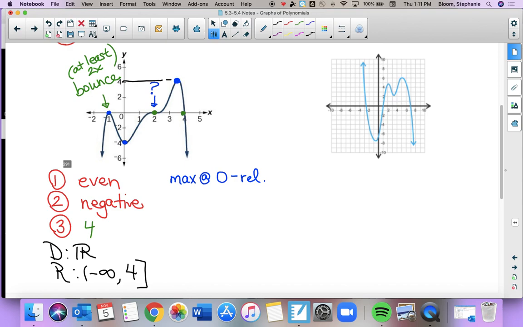Now I'm going to go to this point. Is that a max or a min? Min. At what value? Negative 4. You're always telling me y value. Is that a relative or an absolute? Relative. And then my last one, I'm going here. Max or min? Max at what value? 4. Absolute or relative? Very good. That's absolute.